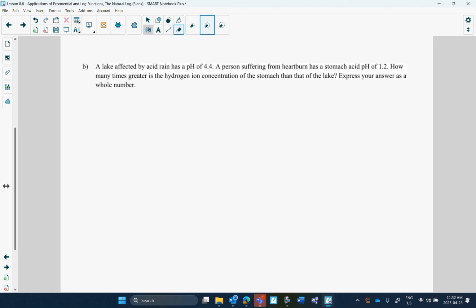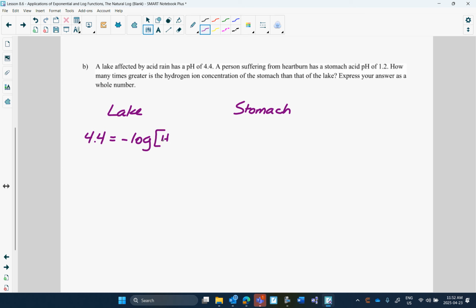So we have to do two here: the lake and the gut. Our formulas are going to look like this, since we're given pH this time and we don't know H plus. And for the stomach, it's going to look like this. Notice I don't have to log both sides, it's already in log form.